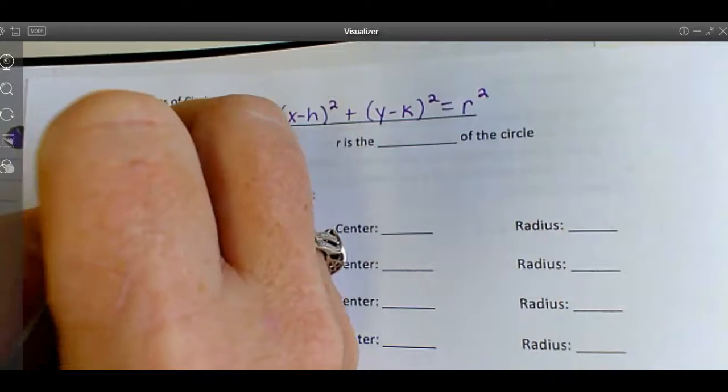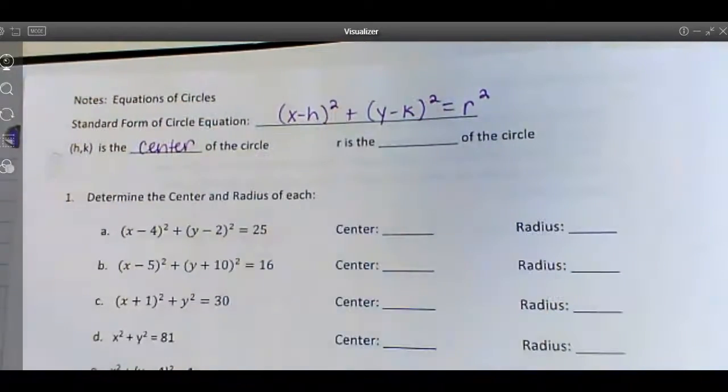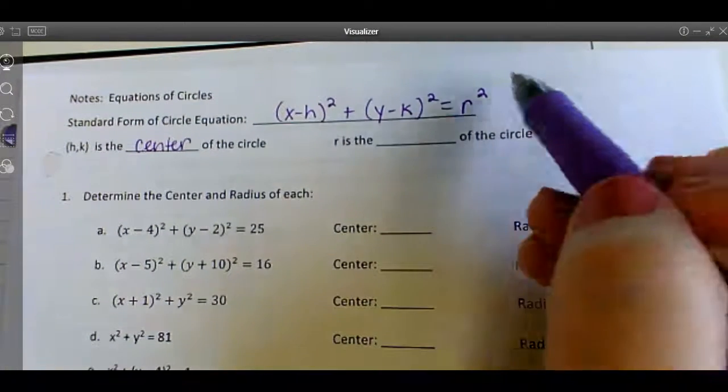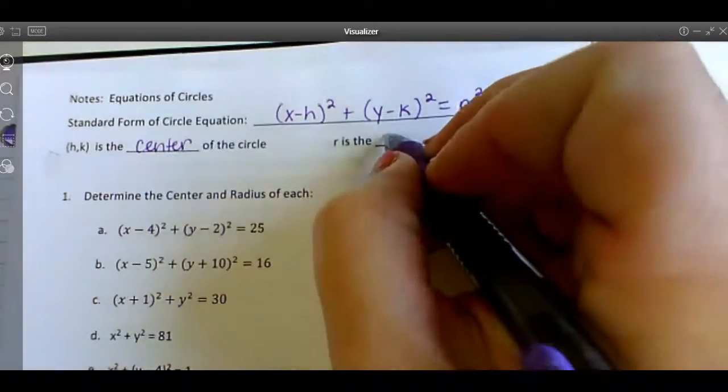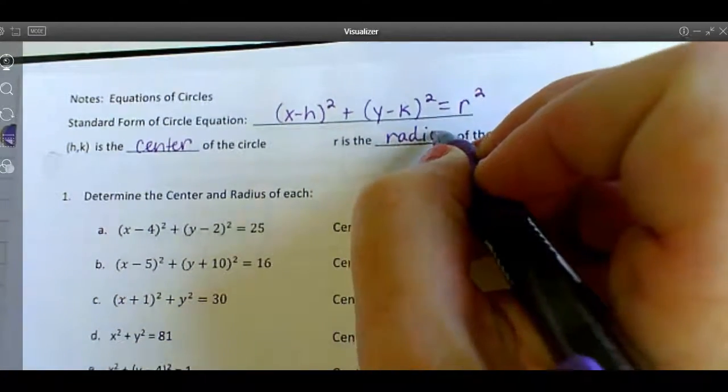h, k stands for the center of the circle. And you do have to take the square root of whatever's over here because you want to get r, and r represents the radius of the circle.